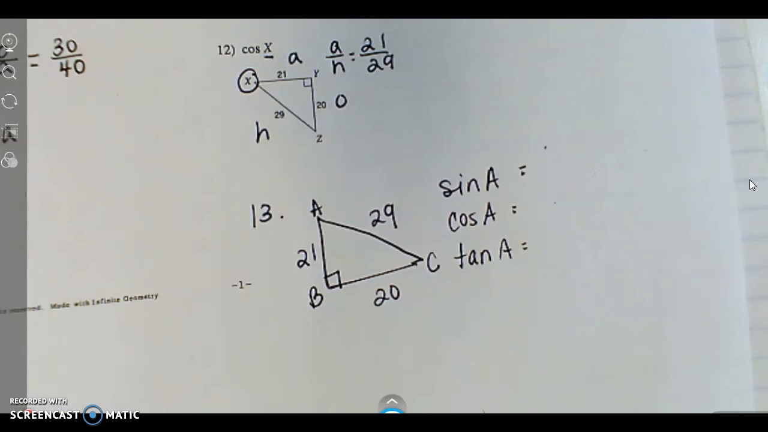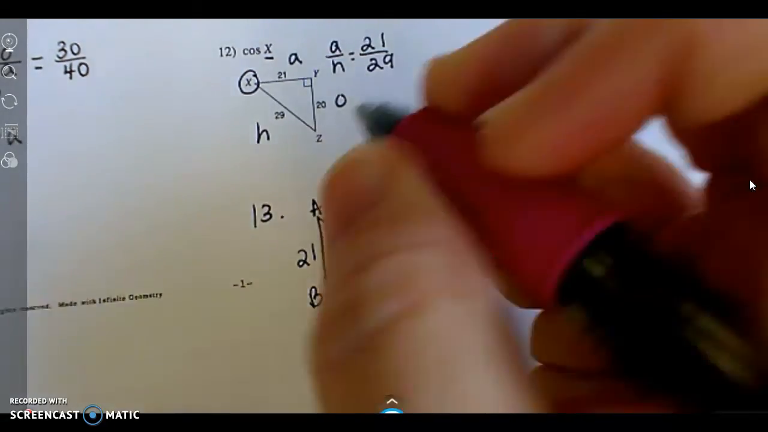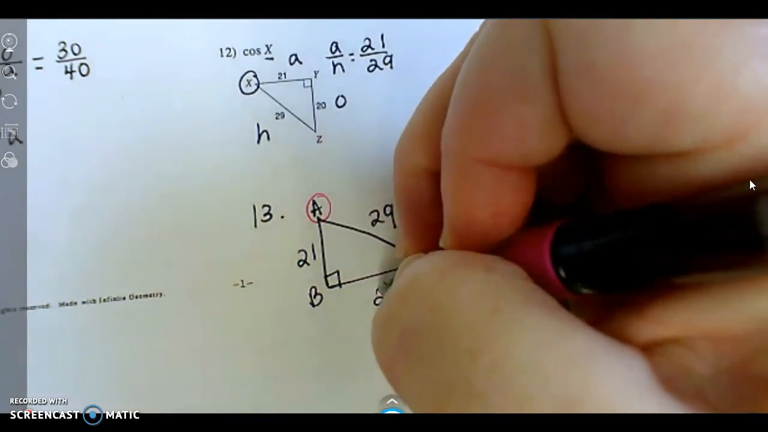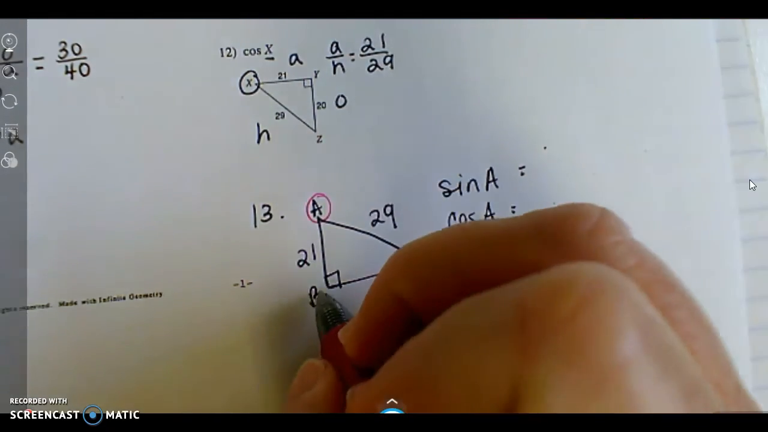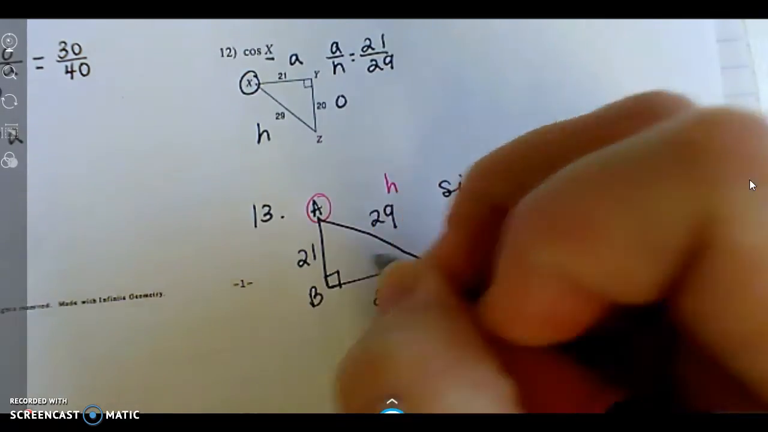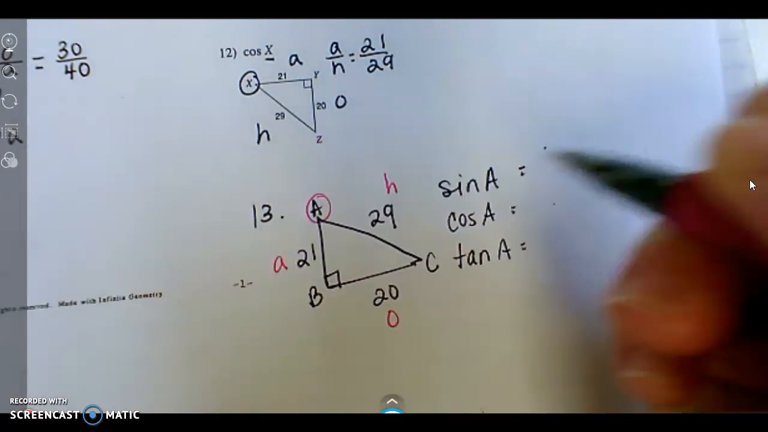First thing you should do is to label the sides, just like we have been. It says A, so I'm going to start with A. Across from A is O. Across from B is the hypotenuse because that's the 90. Across from C is the A.